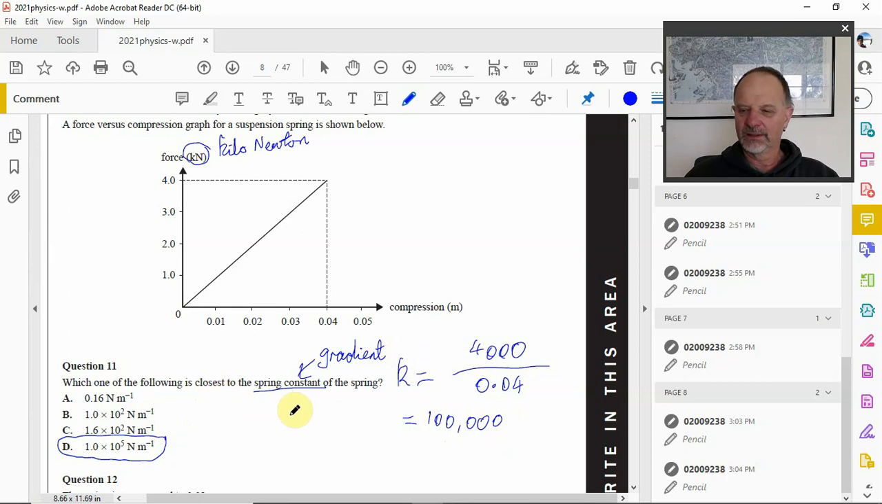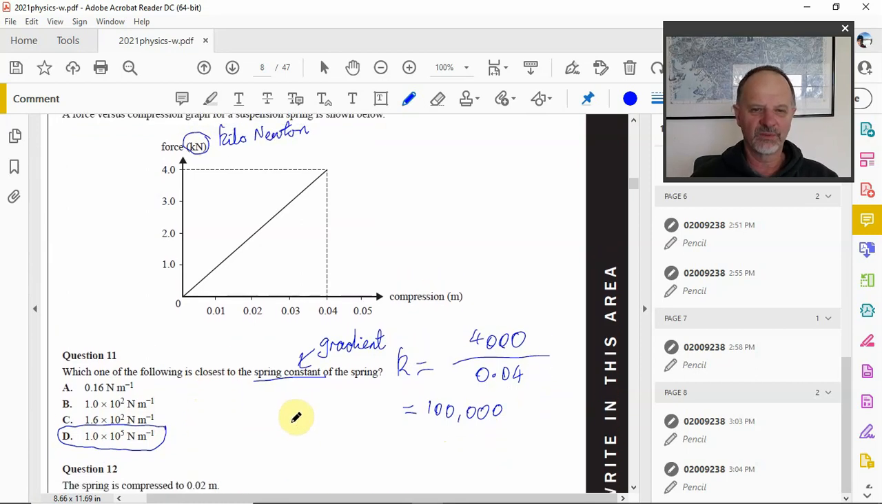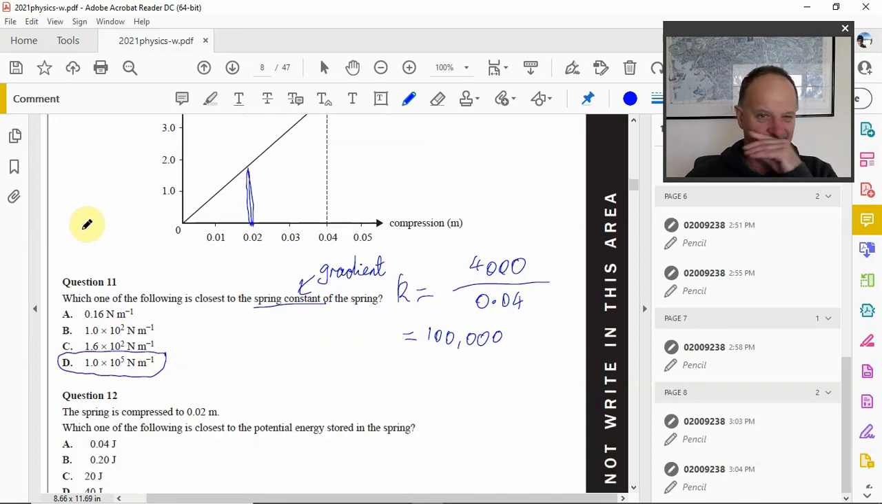All right, question 12 relates to that. The spring is compressed to 0.02 meters. So we've compressed the spring to here. Which one of the following is closest to the potential energy stored in the spring? So there's a couple of different ways that you can do this. You can work out this little area down here, and that would give you the answer.